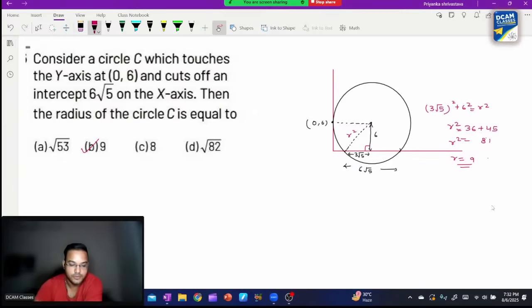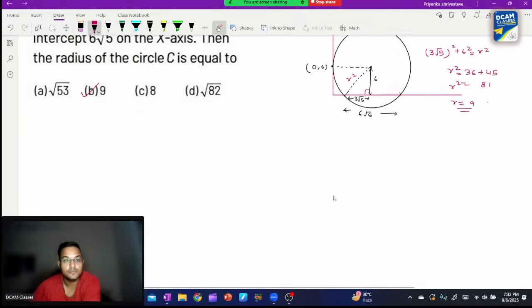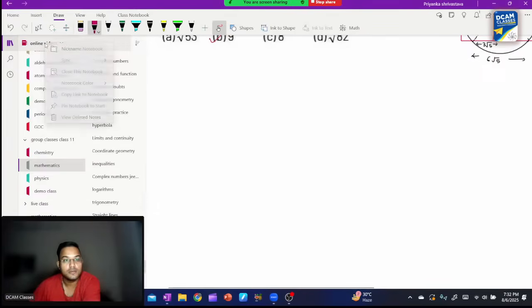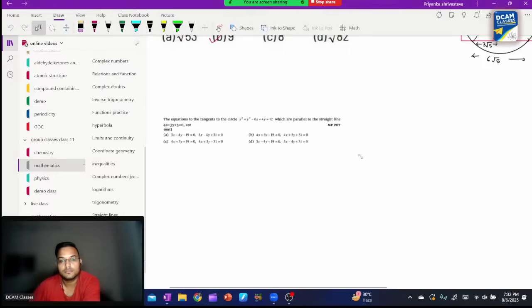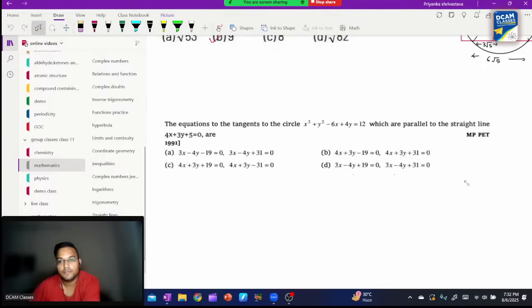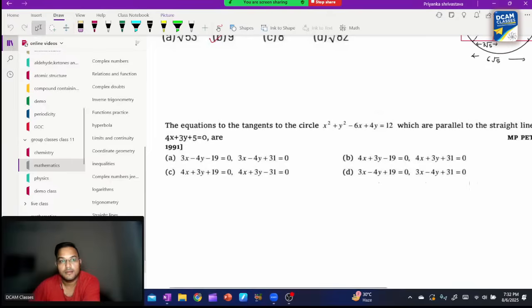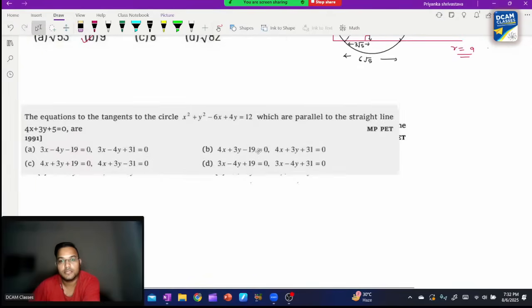Let me give you one more question. Here actually there was no knowledge of tangent involved. This one there will be knowledge of tangent. Try this one.